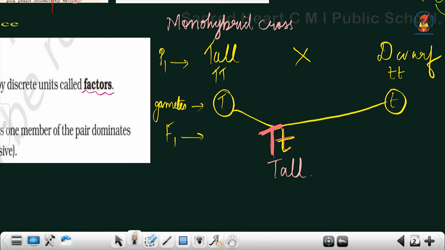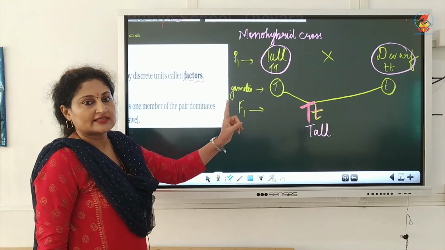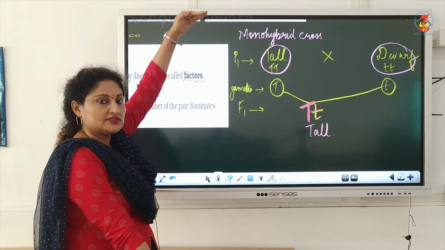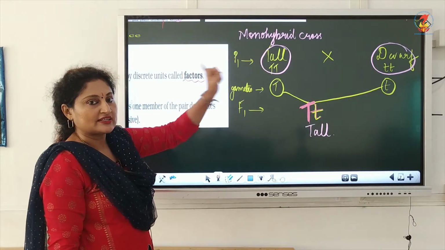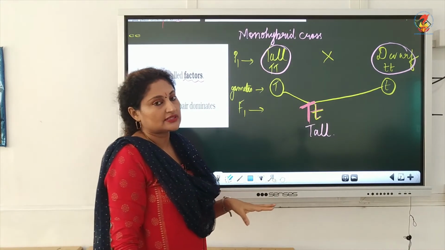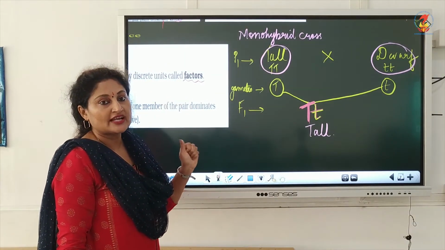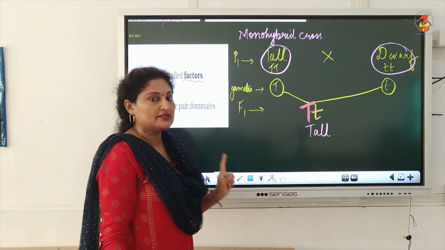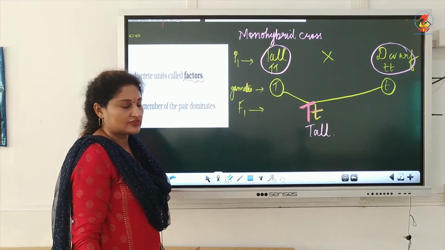What is the meaning of a monohybrid cross? Look at the parents, they are differing from each other in one character. So, in how many characters are the parents differing? In one character. One parent is tall, the other parent is dwarf. So, we are taking a cross where the parents are differing in one character. Such a cross is called a monohybrid cross. Another question that can be asked in the boards is, this first law of dominance was derived from which cross? From a monohybrid cross. So, I have illustrated the first law. Clear?